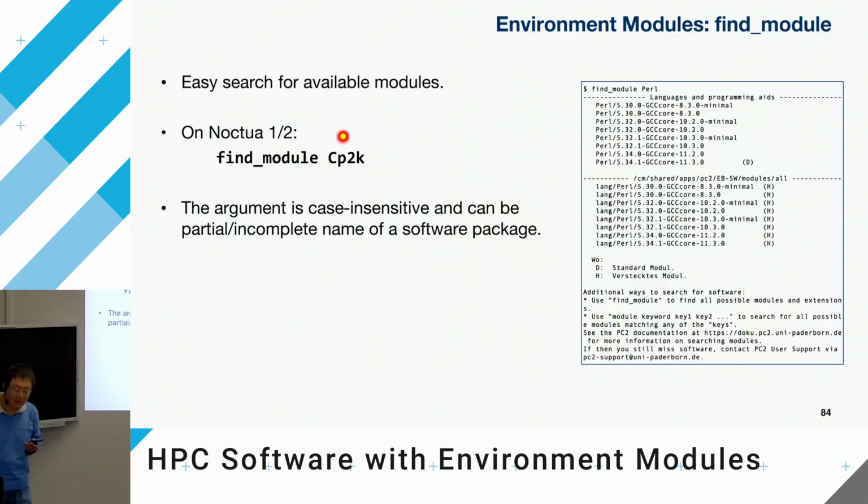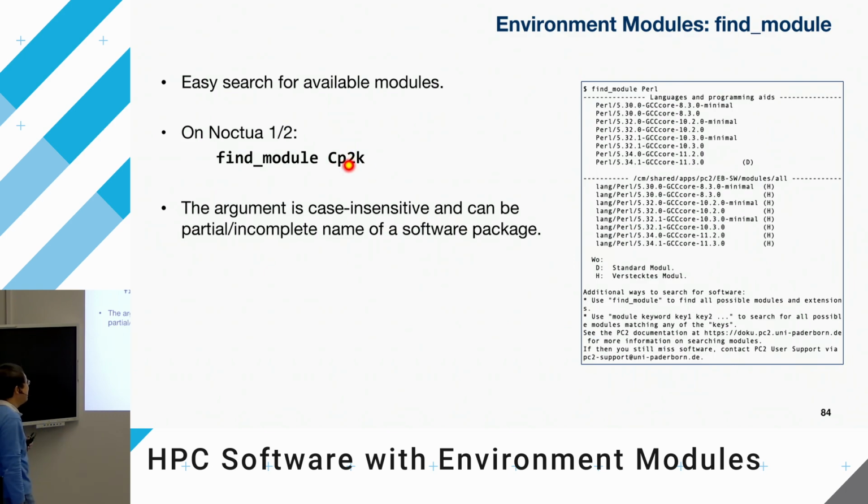Nevertheless, it is not easy to find a specific package among those 1,500 packages. That is why on Noctua 2 and Otus, we provide this found and score module command, so that you can use this command, found and score module, and then followed by the software name to find out where this software is.